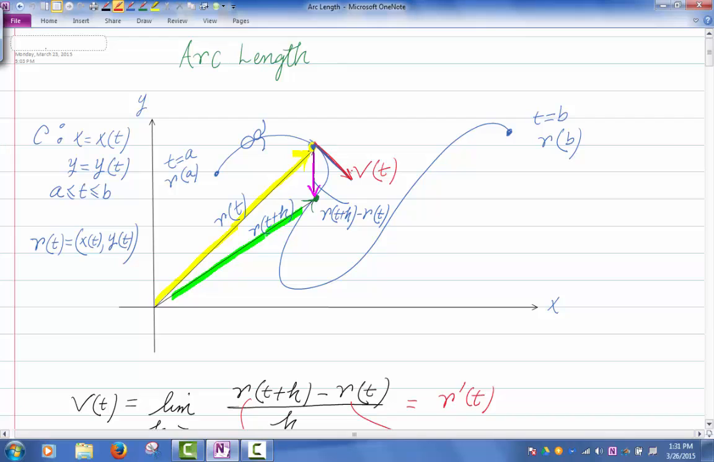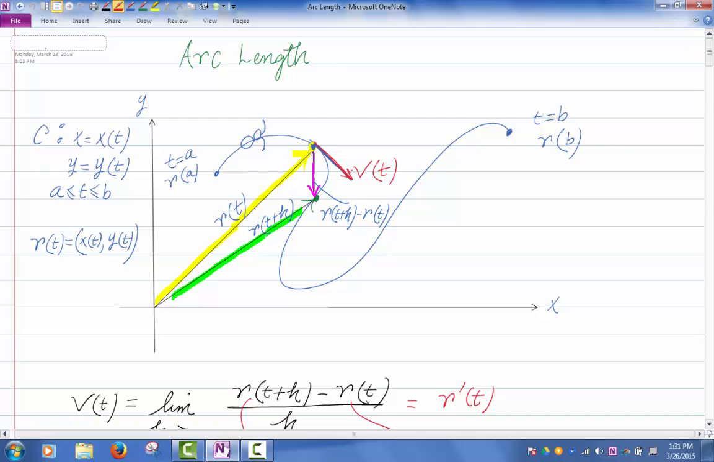Okay, so today I want to finish up section 10.2. The topic is arc length. That is, suppose we are given a parameterized curve C, given by x equals x of t, y equals y of t, where t is between a and b.